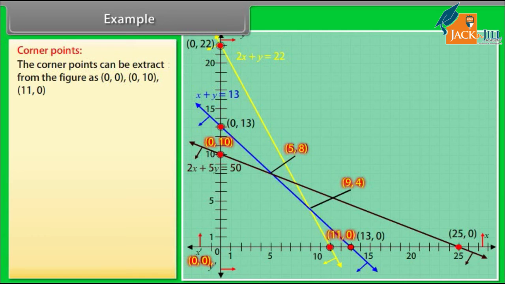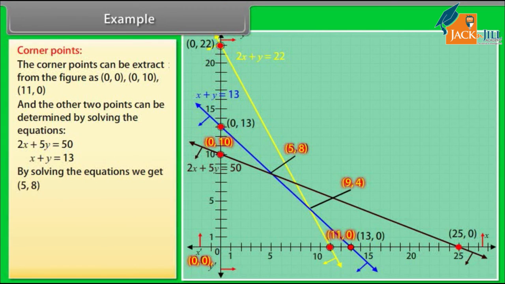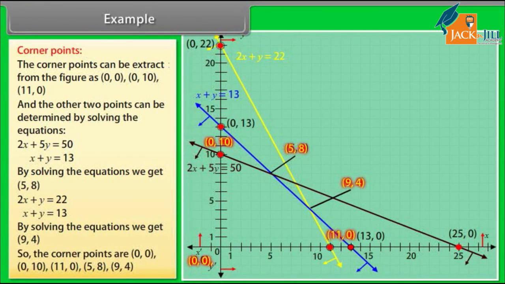The corner points can be extracted from the figure as 0, 0, 0, 10, 11, 0, and the other 2 points can be determined by solving the equations. 2x plus 5y is equal to 50, x plus y is equal to 13. By solving the equations, we get 5, 8. 2x plus y is equal to 22, x plus y is equal to 13. By solving the equations, we get 9, 4. So, the corner points are 0, 0, 0, 10, 11, 0, 5, 8, 9, 4.